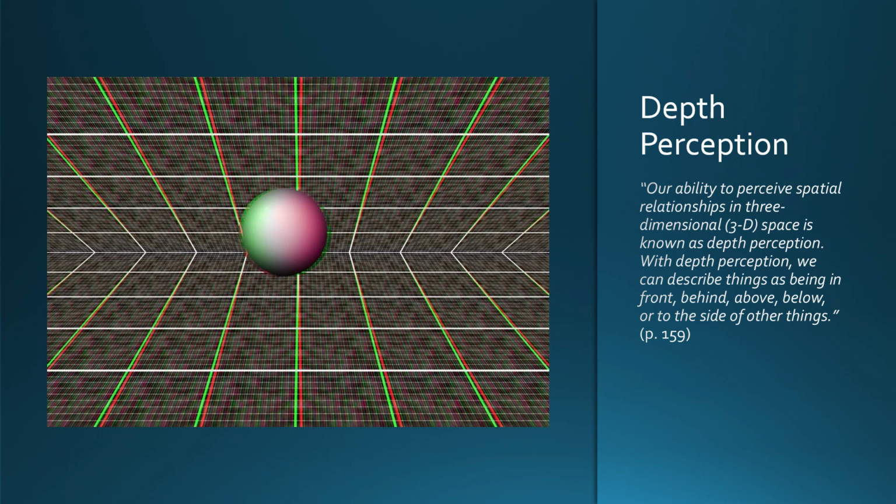So beyond color, let's look at how we perceive depth. Our ability to perceive spatial relationships in three-dimensional space is known as depth perception. With depth perception, we can describe things as being in front, behind, above, below, or to the side of other things. So it's essentially how we see location, how we can tell that something's in front of something else or below something else. That is depth perception.